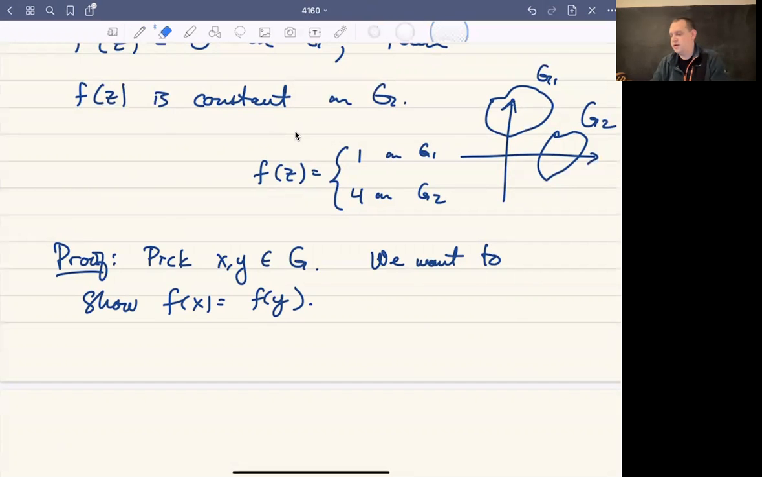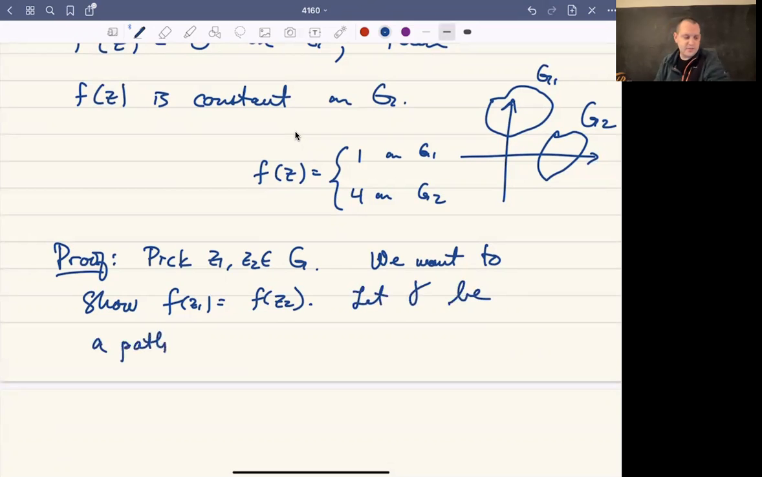And actually, I shouldn't pick x and y. This just occurred to me. Since we're talking about complex numbers, let's pick z1 and z2. So x and y was just a bad choice of names because we're talking specifically about complex numbers. Okay, so let's let gamma be a path, and gamma is specifically going to be a path joining z1 to z2.